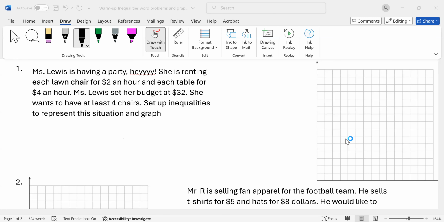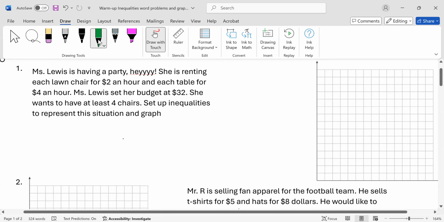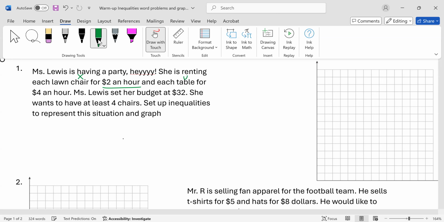Okay, so Miss Lewis is having a party. She is renting each lawn chair for $2 an hour. I'm going to let chairs be X and tables be Y. So that means my equation is 2X plus $4 an hour for each table, so plus 4Y.